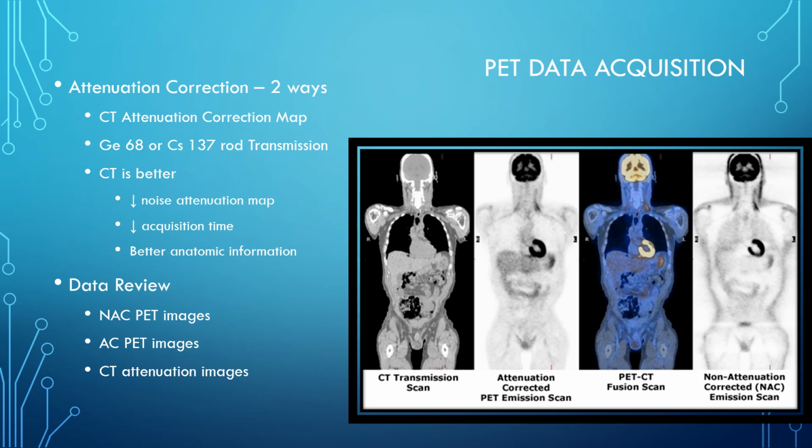And then the data review, you look at the non-attenuation corrected images, the attenuation correction, and then the CT attenuation images. So you have your CT transmission scan, your attenuation correction, your fused, and then your non-attenuated correction images. And that's typically what you would look at.